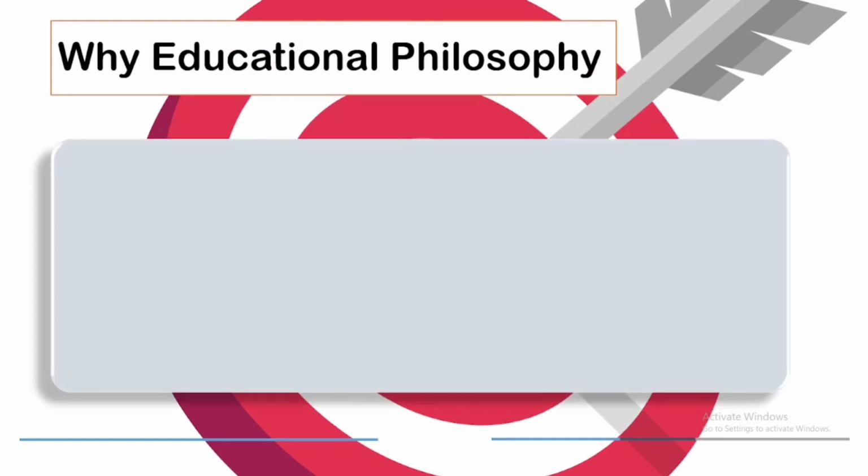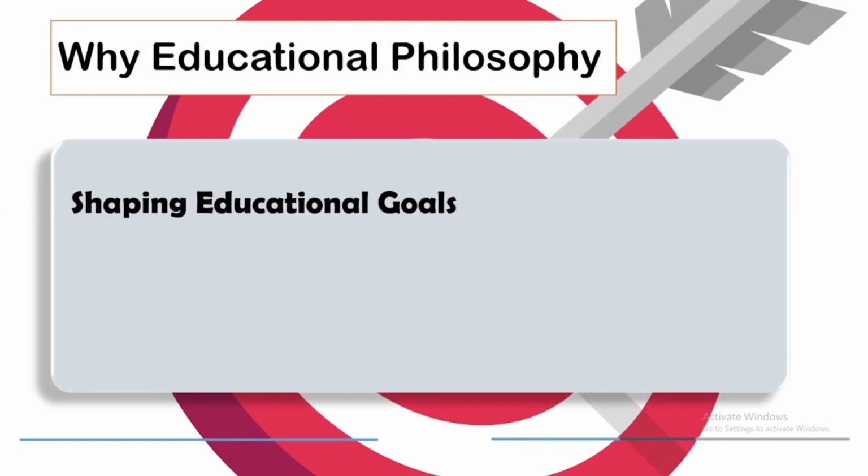Shaping educational goals. Philosophy as a foundation. Educational philosophy serves as a foundational framework that underpins the goals of education. Different philosophical perspectives contribute unique insights into the purpose and aims of education. For example, idealism may emphasize the pursuit of knowledge and intellectual development. Progressivism may highlight the importance of personal growth and societal progress. Existentialism may underscore the development of individual authenticity and self-awareness.